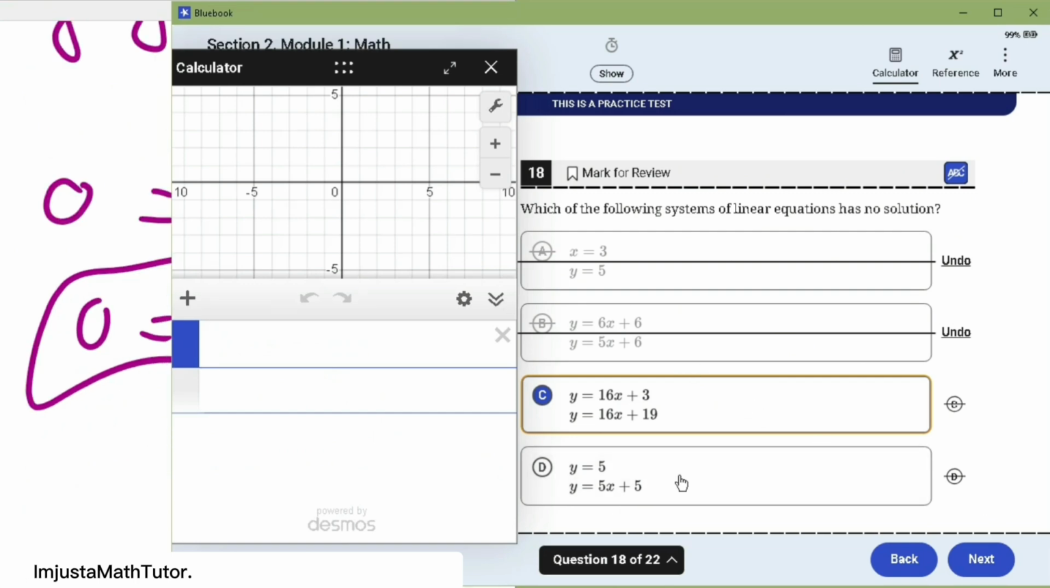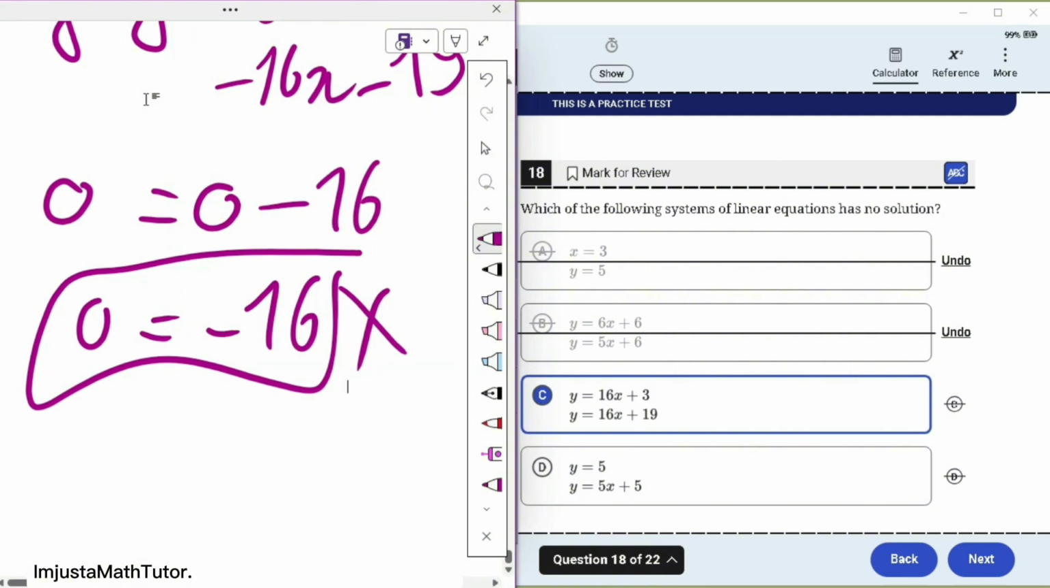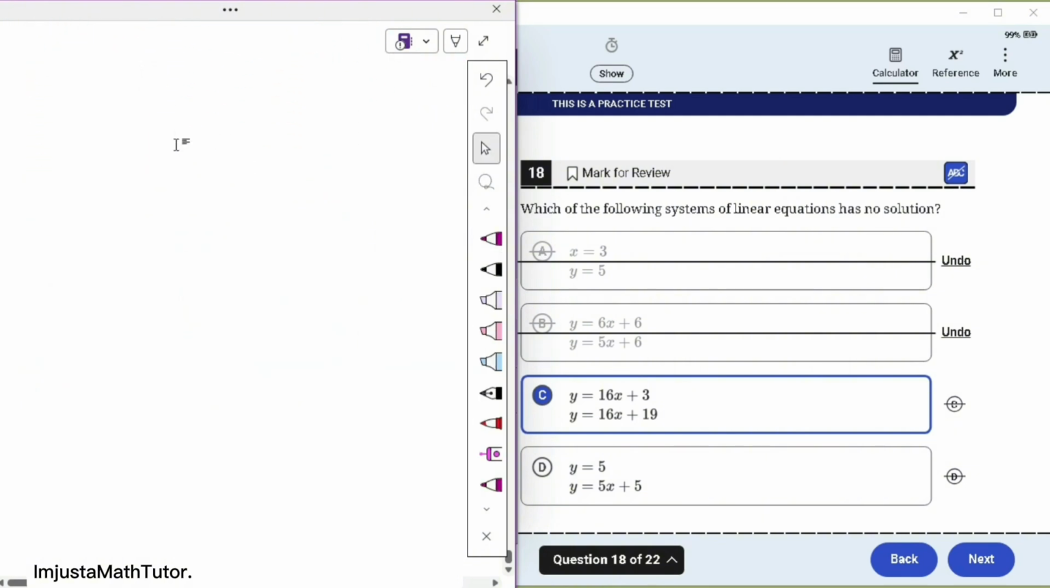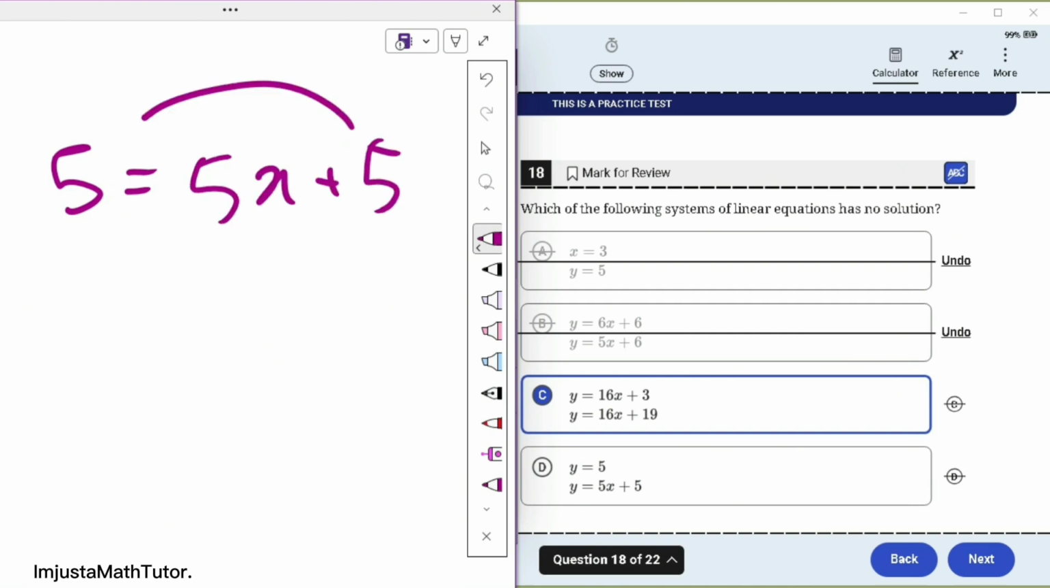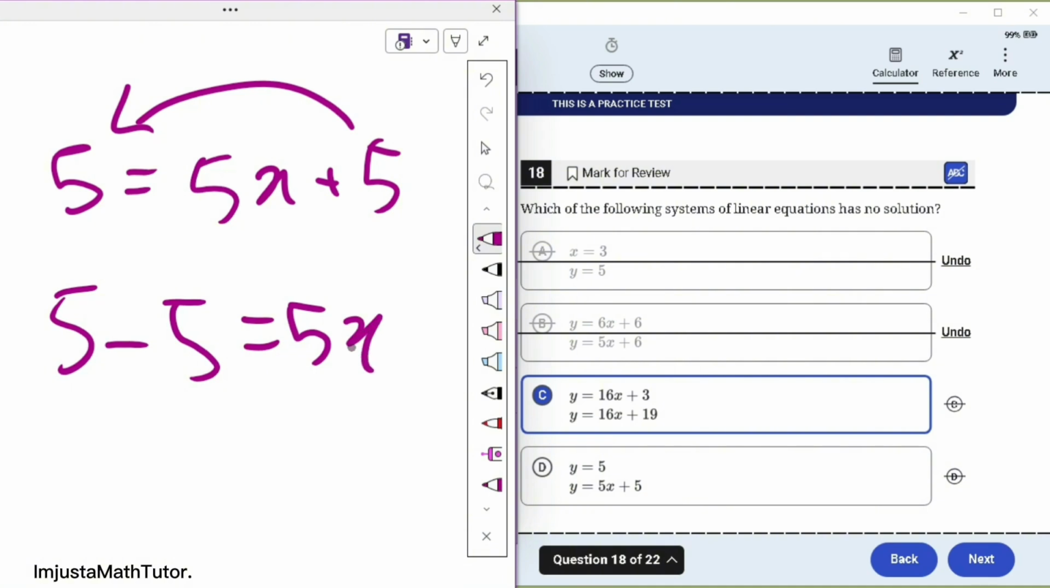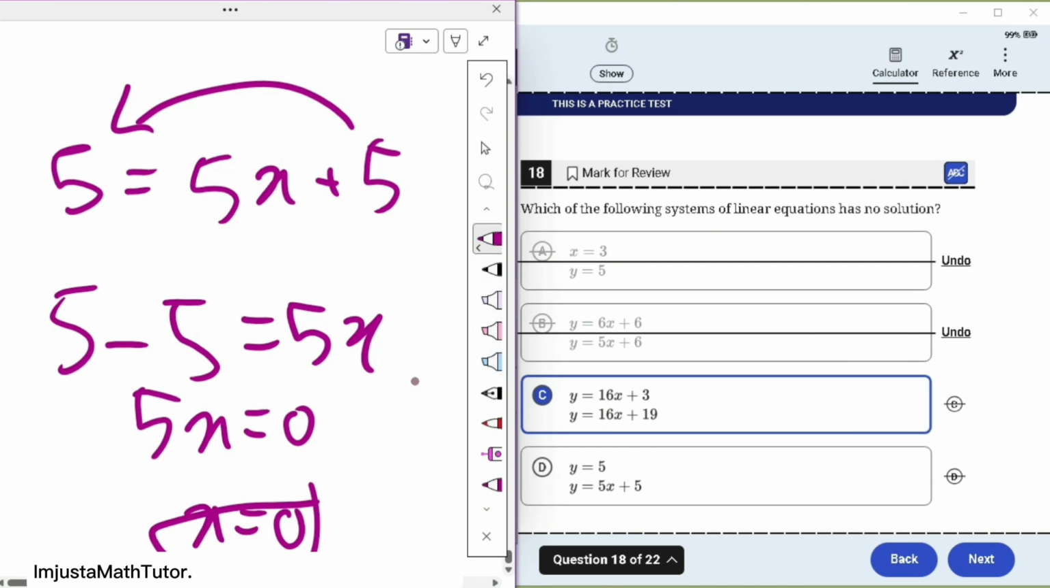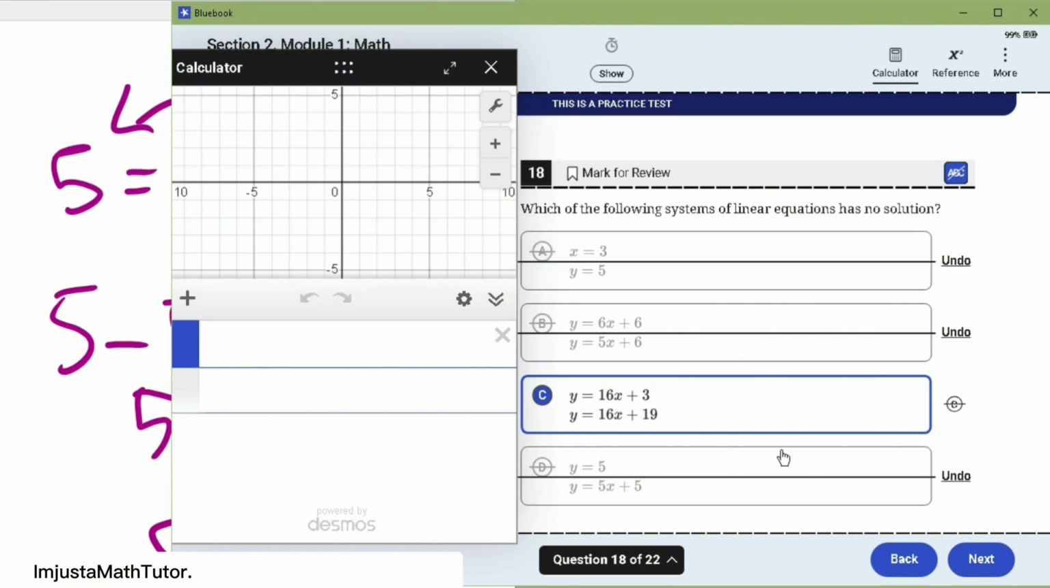So let's look at D. y equals 5, so we have a value for y. Now let's look for x. If y equals 5, then 5 equals 5x plus 5. We take this to the other side, so 5 minus 5 equals 5x. 5x equals 0, which implies that x equals 0. Now both y and x have values, so this system of linear equations has a solution. We crossed it out, so our only correct option is C.